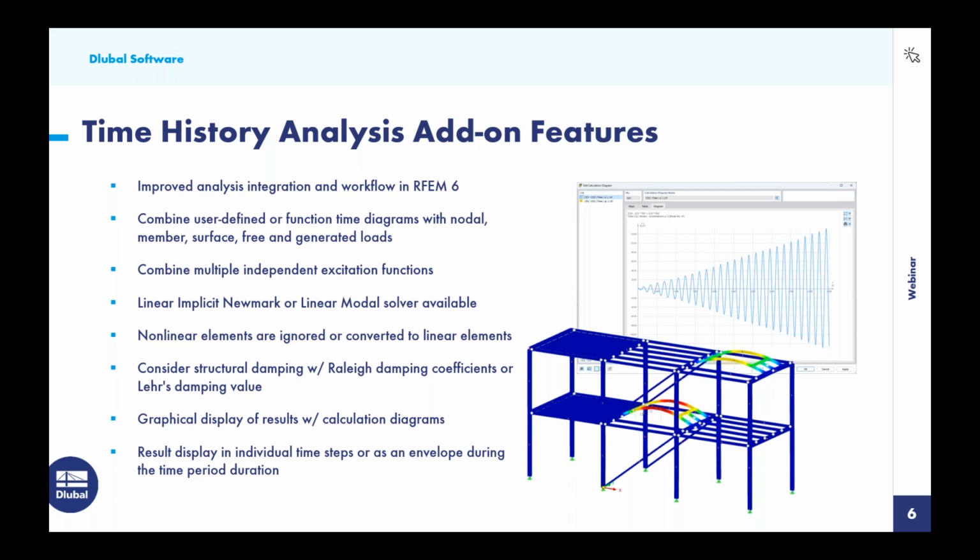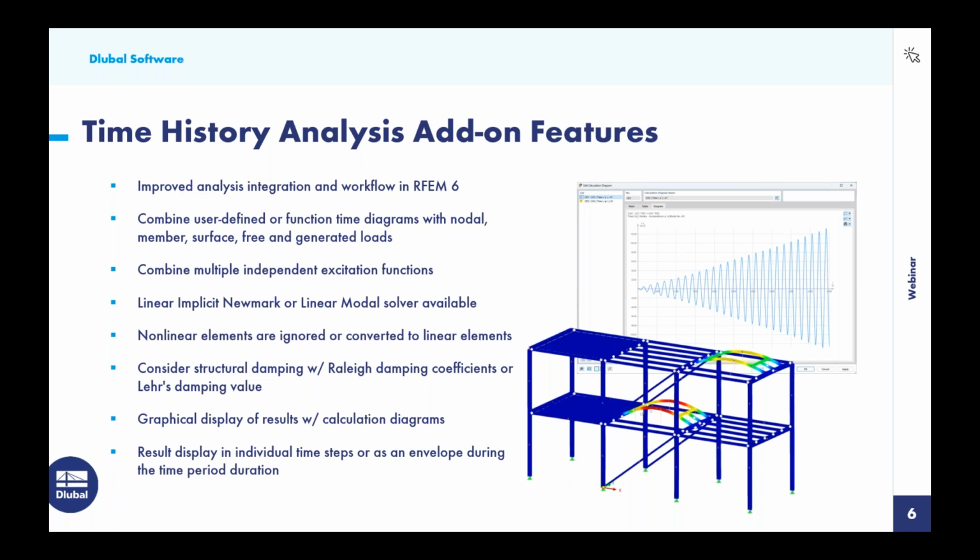So to turn here to the features within the time history analysis, we certainly have improved the integration and the workflow in our new version, Rfem 6. And when we compare this to Rfem 5, it was a little bit of a 2-part process, quite a bit different to open up the dialog box, then to define all of the dynamic time history analysis settings. Now you'll see in Rfem 6 a much more fluent workflow where we can better see that add-on integrated in the main program. We can combine user-defined or function time diagrams with nodal, member, surface, free, and generated loads. So the point being that we have the ability here to include many different load types in correlation with these time diagrams. We can also combine multiple independent excitation functions for one analysis. We'll see this with our first example today.